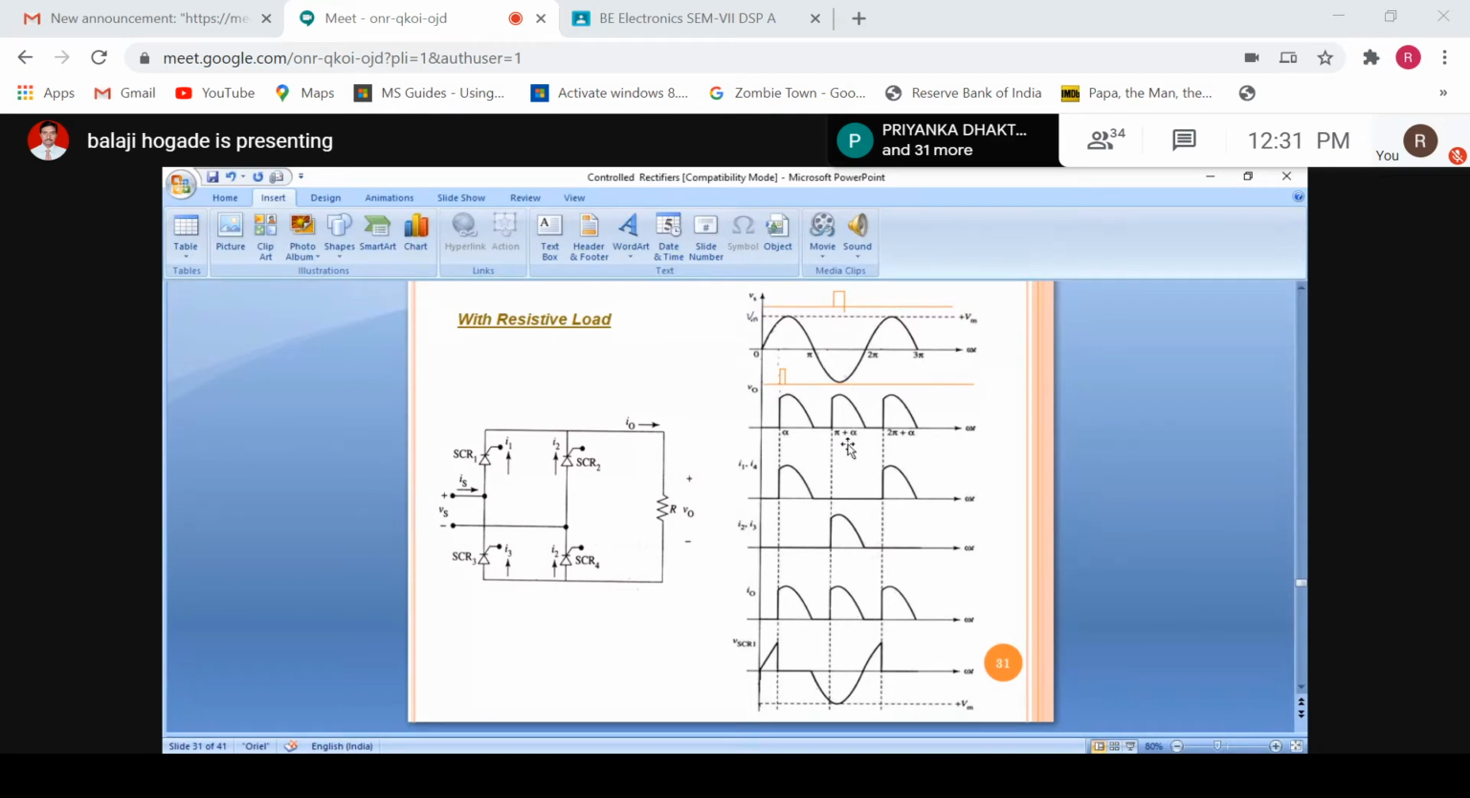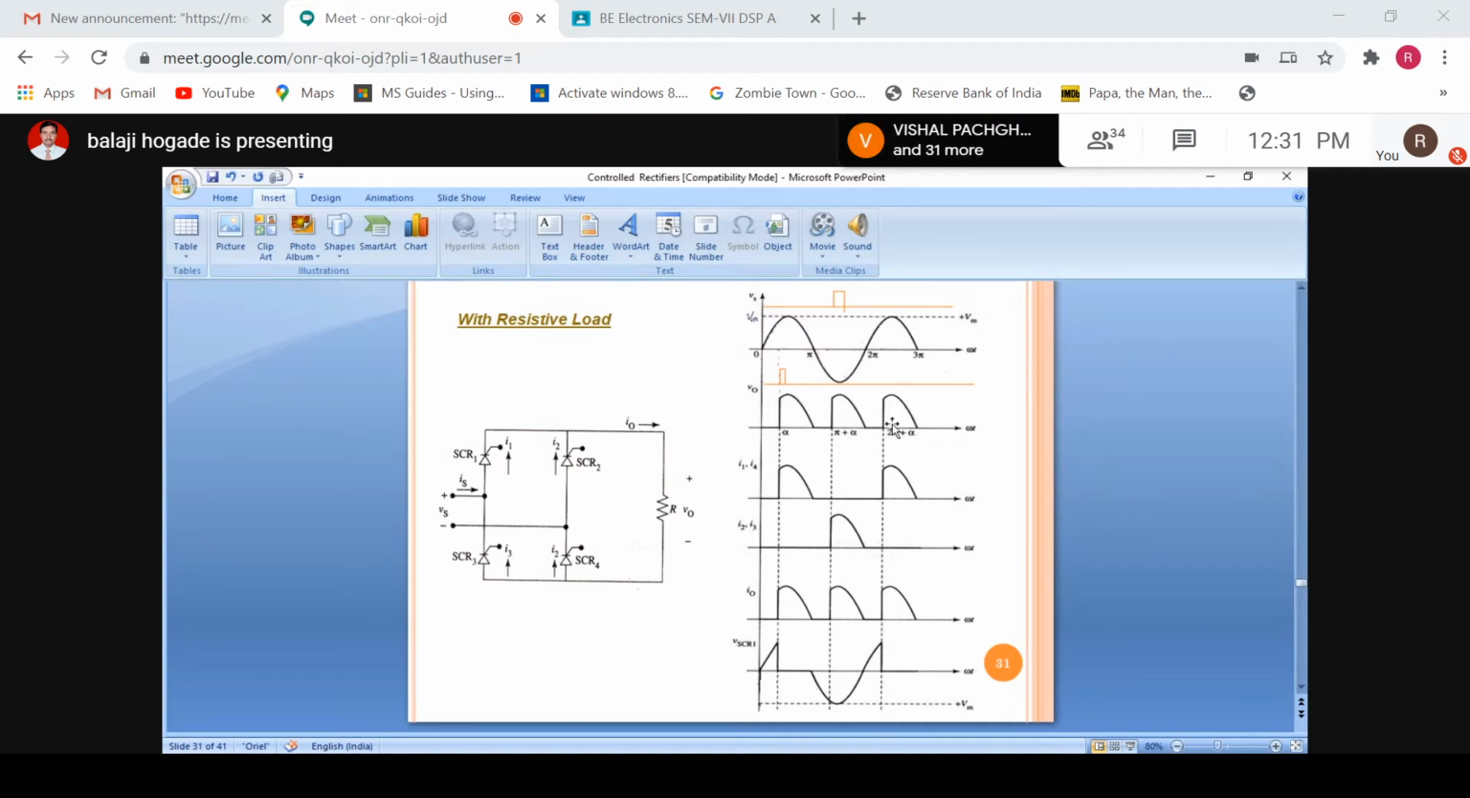And at omega t is equal to 2 pi, the SCRs which were conducting, that is SCR2 and SCR3, will turn off by natural commutation. Here both SCRs will turn off, and from 2 pi to 2 pi plus alpha there is no conducting device, so the voltage across the load is 0 and the current flowing through the circuit is 0 from 2 pi to 2 pi plus alpha.